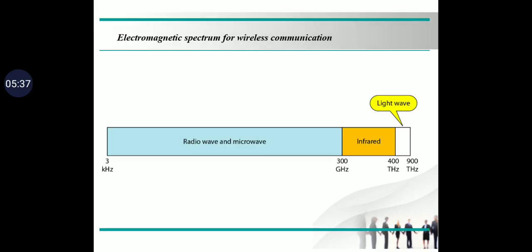As we all know, the electromagnetic spectrum for wireless communication is split into three based on the frequency. From 3 kilohertz to 300 gigahertz, we use it for radio wave and microwave. From 300 gigahertz to 400 terahertz, it is used for infrared. Then above 400 to 900, it is used for light wave.